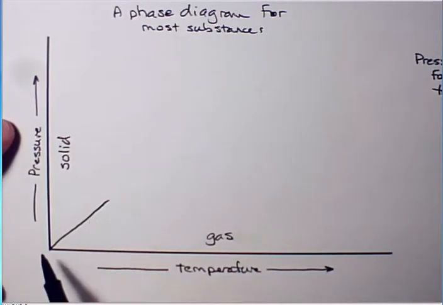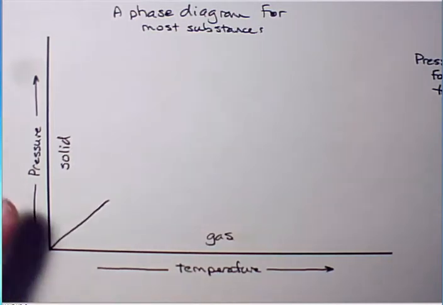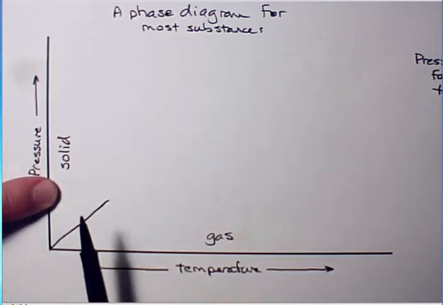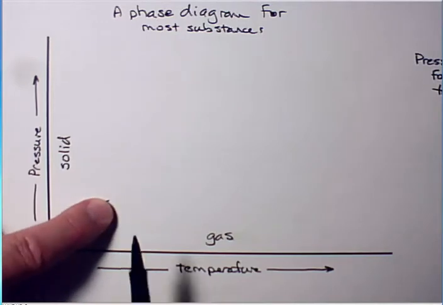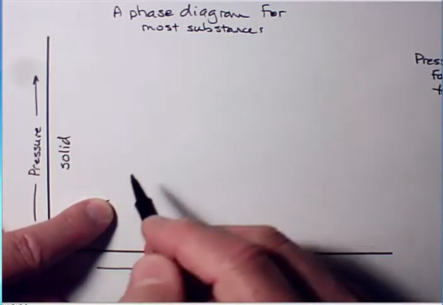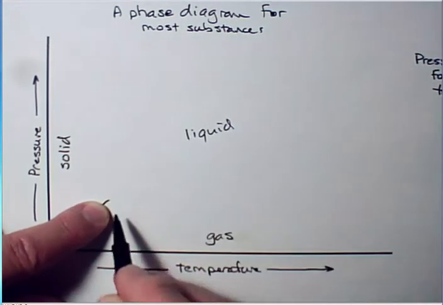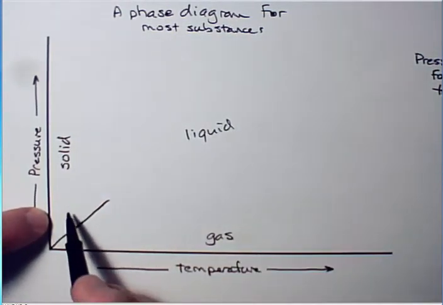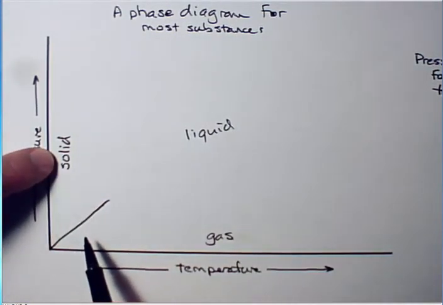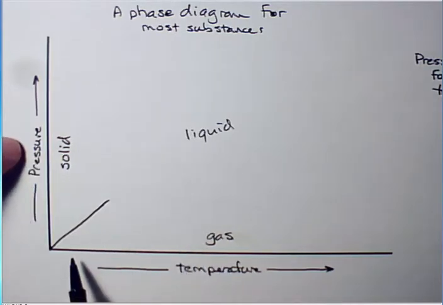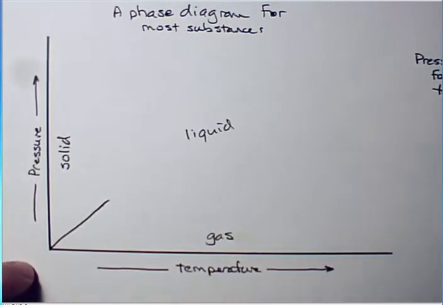So going back to this then, there's a certain point where we get enough pressure and enough temperature that we can start to create a liquid. So we got a liquid in here in the middle now. Okay? And we're going to look at these boundary lines. This is called a phase boundary here. It separates solid and gas by pressure and temperature.